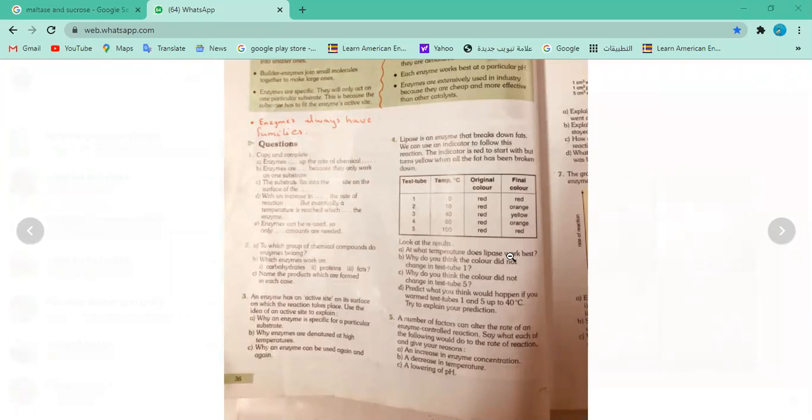As you have seen in question 4, at 0 degrees, the enzyme is dormant. At 10 degrees Celsius, some enzyme is working, but part of it is not working. Still, it's not that active. Substrate and enzyme interaction collision is not that efficient. If you are decreasing temperature, you are decreasing the interaction between substrate and enzyme.